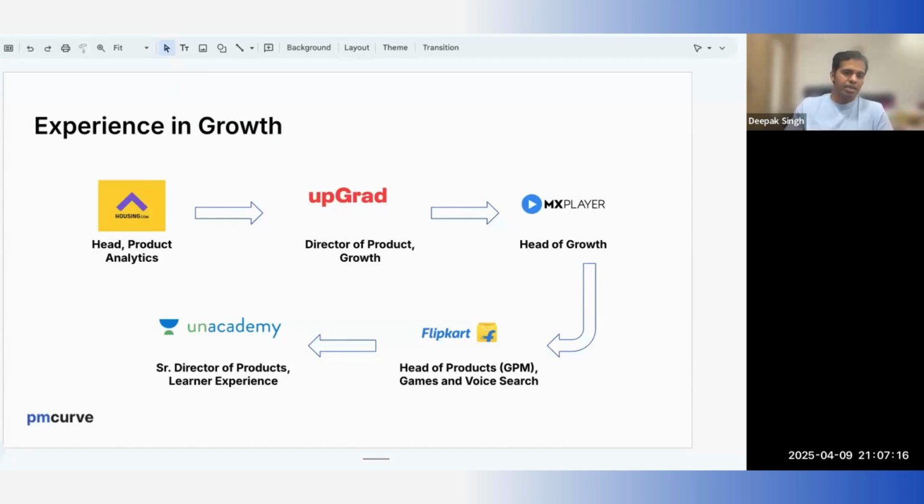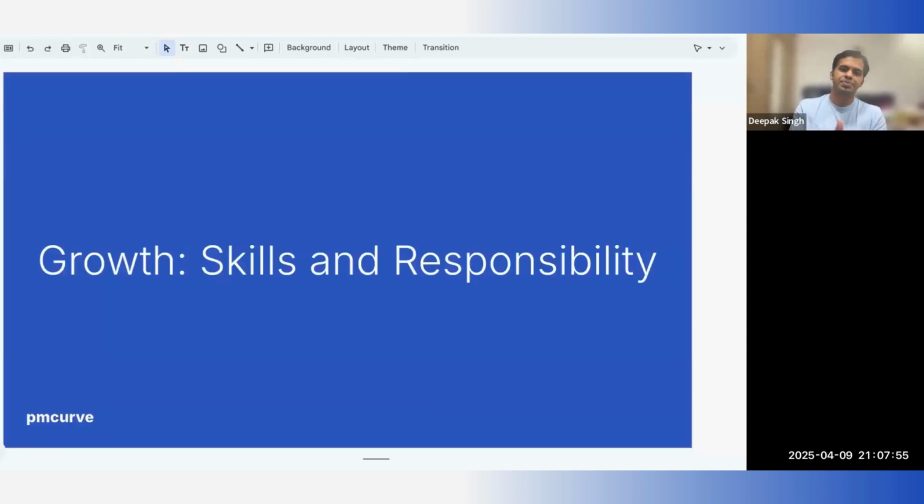I also looked at growing voice search through various features. And finally, my last stint before pmcurve has been a senior director of product at Unacademy. Unacademy is, for those of you who don't know, one of the largest education tech platforms in India. It has millions of users, and it was last valued at around $3 billion. As part of Unacademy, I was looking at entire learner experience, including free learner growth through SEO, through content, and through product interventions. As you'll see, growth has been a consistent theme in my life for the last 8 years. And along with that, since I've been interested in AI, that gives me a unique vantage point on how AI is going to change growth.